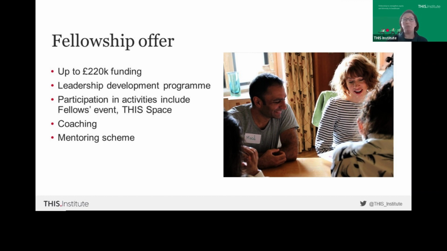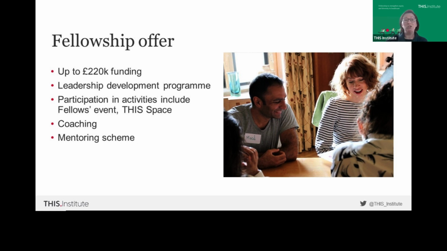Your fellows remain employed in their own university or organisation. You're not hosted at this institute or the University of Cambridge. And as part of the package, you'll be offered the leadership development programme, as Tara mentioned. It will be discussed on award, and it's customised to the specifics of the fellows' needs and your commitments, and the fellowship duration, that sort of thing.